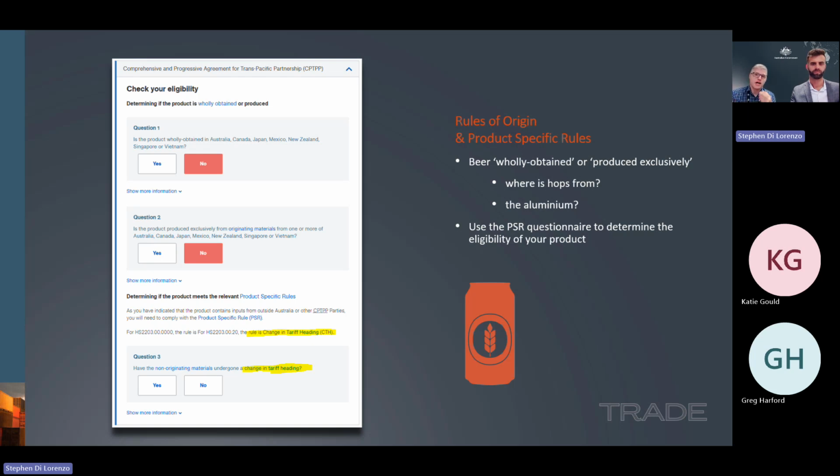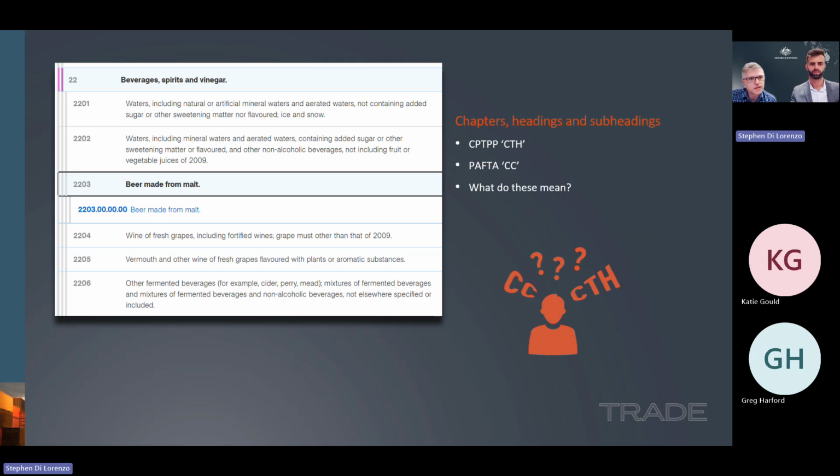And so what you want to choose is the FTA with the lowest tariff rate that you can meet the requirements of. Right. So you can see this beer is structured under there, under a tariff heading.